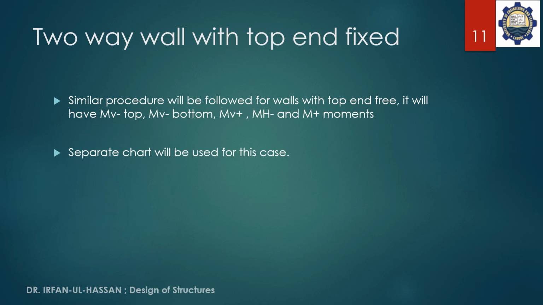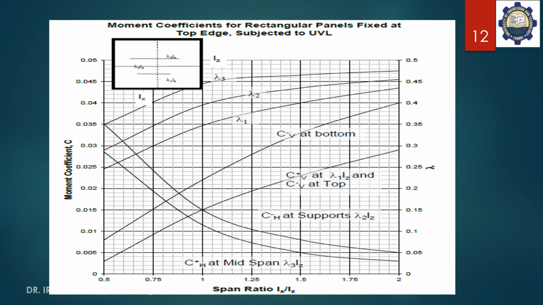Similarly, in the third case, the top end fixed, we have more moments: MV negative top, MV positive, and MV negative bottom, three in the vertical direction and three in the horizontal direction. And this separate chart is used for this case. So here you have again more curves because CV negative at bottom, CV positive at top, CV negative at top, and CV positive at lambda 1 Lz. So location can also be computed and value also.